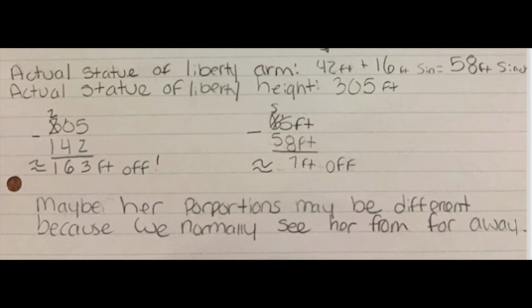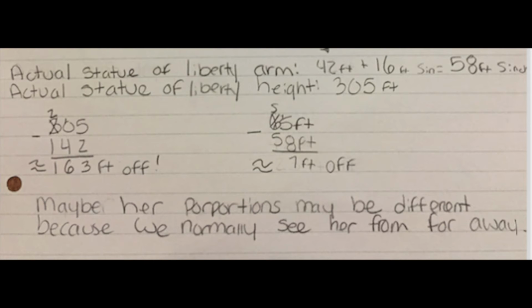But for the height, her actual height was 305 feet, and I was 163 feet off. So I think this could be because when we look at the Statue of Liberty, we look at her at a downward angle most of the time. When they were building her, they needed to make sure she looked proportionate to us from that angle, and, I mean, every angle from flying and everything. So I think they made her so high so that from the ground, it looks normal to us.